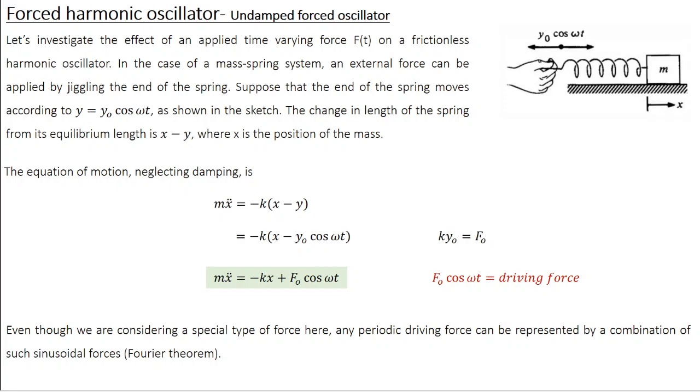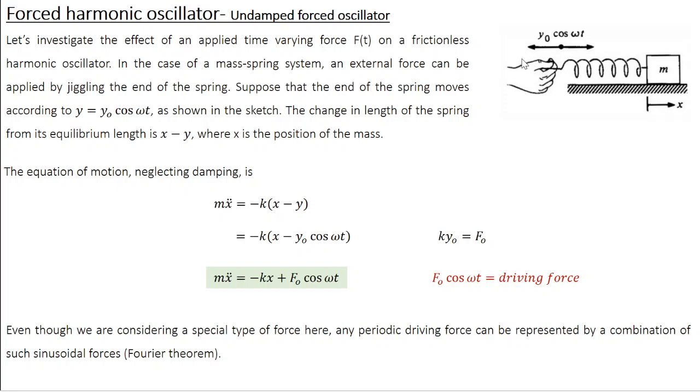So let's start with the effect of an applied time varying force f of t on a frictionless harmonic oscillator. Such a system is known as an undamped forced oscillator. Let's assume a mass spring system as shown in the figure. An external driving force can be applied by simply jiggling one end of the spring.